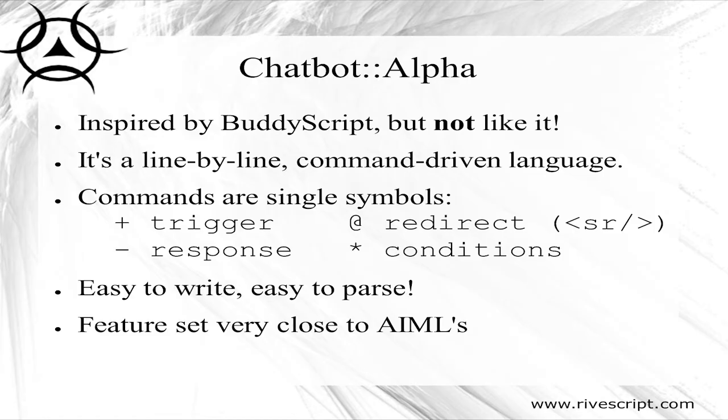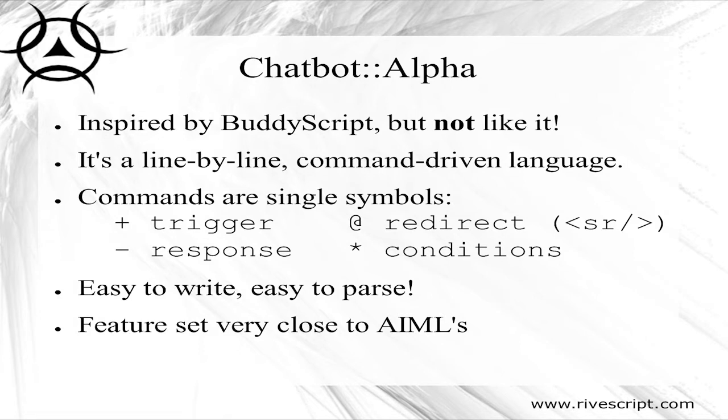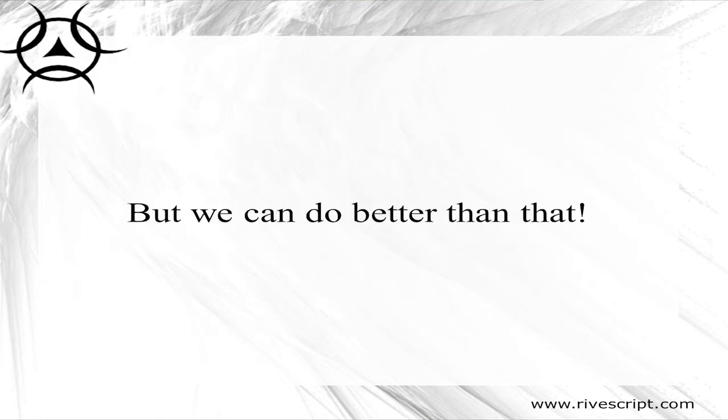It's a line-by-line parsed language where the first character is a command that says what the rest of the line is. So you have pluses for the triggers, minuses are responses. The @ symbol is how you redirect one response to another. It's kind of like the SR tag in AIML. And then I have star for conditionals. It's easy to write and parse, and its feature set is very close to AIML's. But we can do better than that.